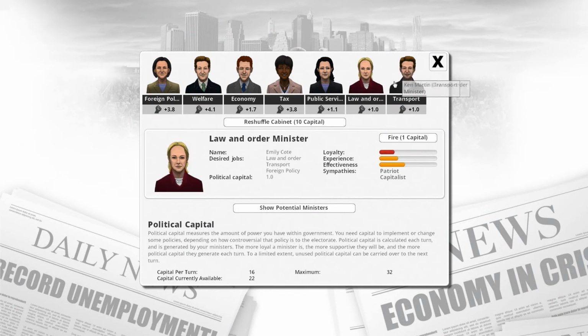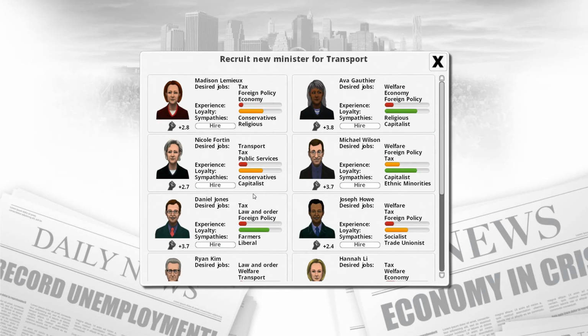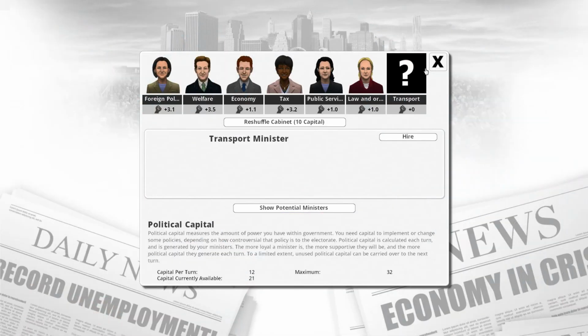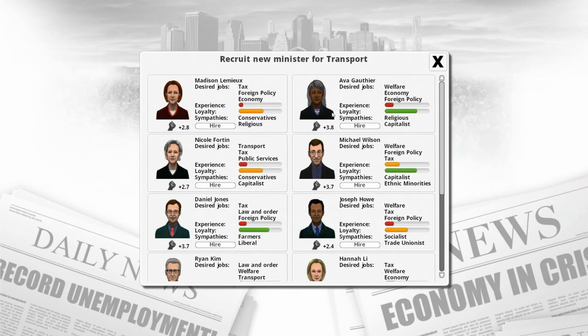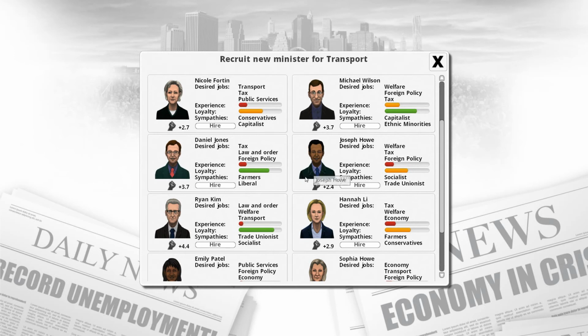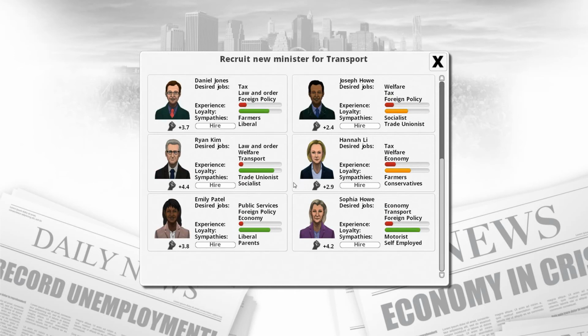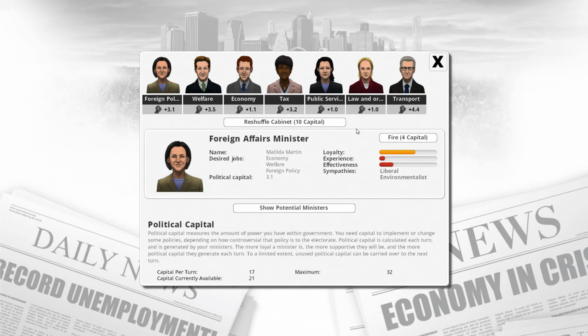Wow, 2 people really don't like us, it seems. This guy's especially unloyal. It's because he's religious. I don't think there's any room for that in my cabinet. What was he again? Oh, transport. Okay, so find somebody who's into transport. Here we are, a transport socialist. Just the kind of person I'd like on my cabinet.